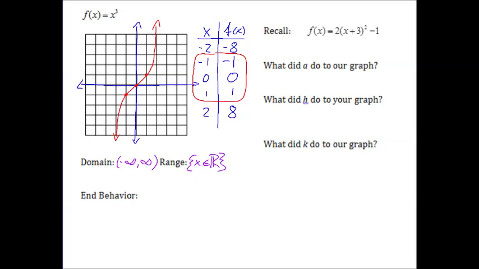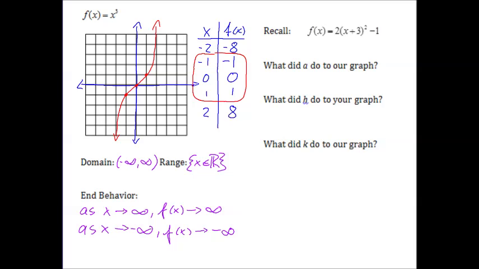What's our end behavior? Well, as x goes to +infinity, f of x goes to +infinity, and as x goes to -infinity, f of x also goes to -infinity. Based on the graph of this function, the parent cubic function, we can now go ahead and pretty much graph every cubic function that we find.